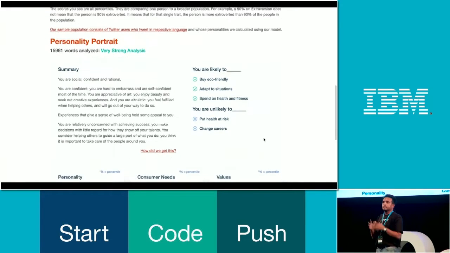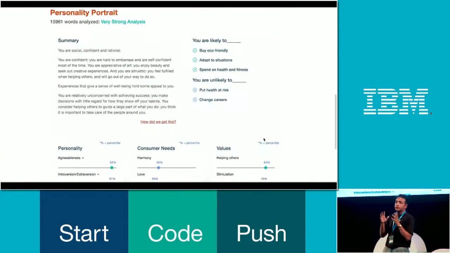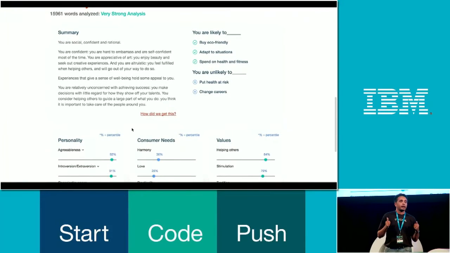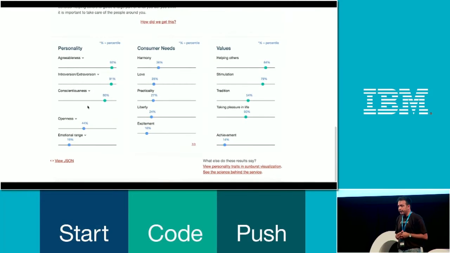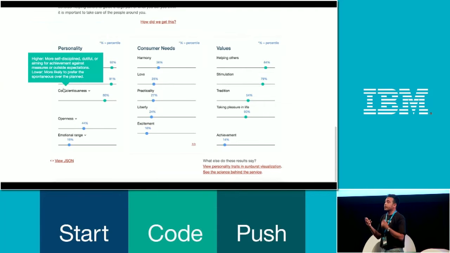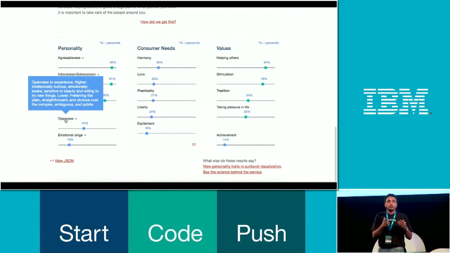So here are the results. On the top, first I get the summary of my analysis on how the personality is. The most important information I get are the Big 5 personality traits of the person whom I've just looked at. These are the same Big 5 traits that psychologists use to model a personality. Well, these are quite actionable information, right?